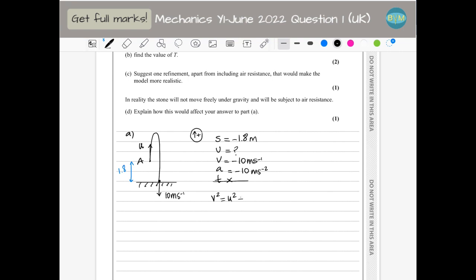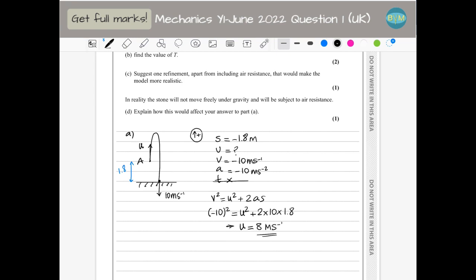So I'm going to use v squared equals u squared plus 2as. v squared is minus 10 squared. u squared is what I need. And plus, because acceleration is negative and displacement is negative, so it's going to be plus 1.8. And from here, I get two values of u, one positive, one negative. I'm going to pick the positive one because it's in the direction that I consider positive. And this is going to be just 8 meters per second.